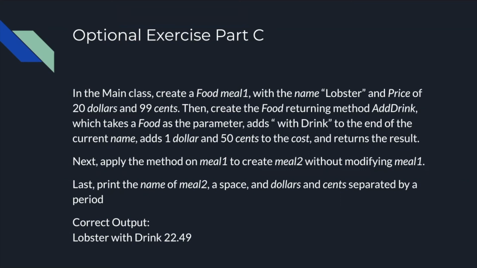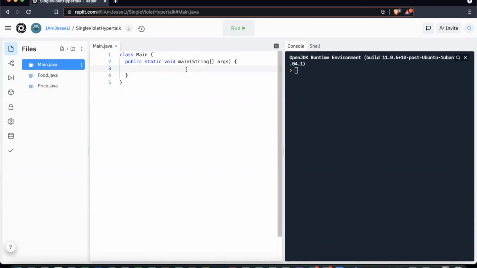Next, apply the method on meal 1 to create meal 2 without modifying meal 1. Last, print the name of meal 2, a space, and dollars and cents separated by a period. If you've done it correctly, then it should print this out. So pause here if you want to give this a try. Here's the solution.